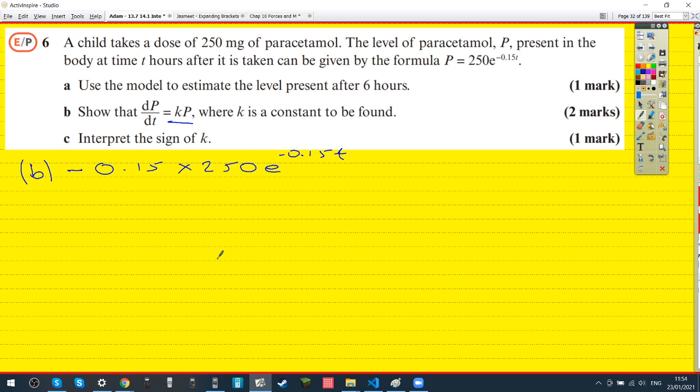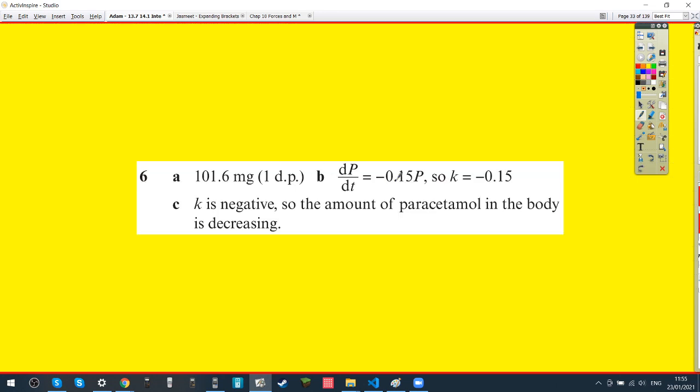Replace something with p. Replace 250e to the power of minus 0.15t. And so what are you left with? Minus 0.15p. Significance of the sign. Exponential decrease. I'm going to write decay because it's shorter and quicker. Minus 0.15p. K is negative, the amount of paracetamol is decreasing.